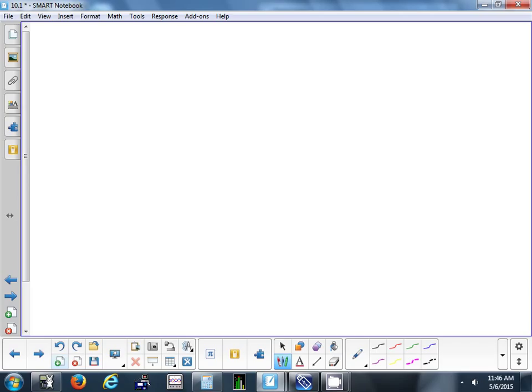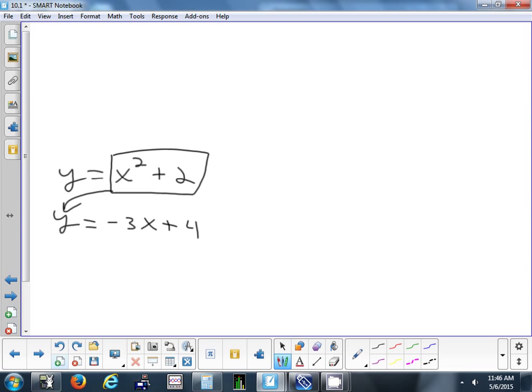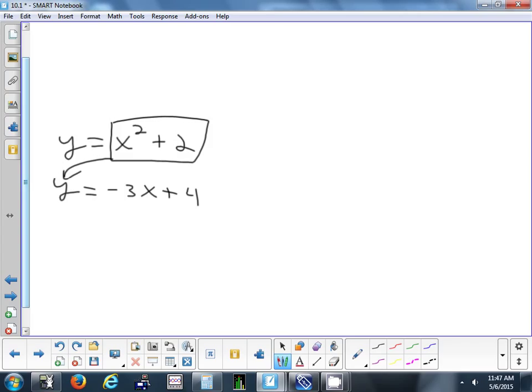Okay, it says y equals x squared plus 2. And y equals negative 3x plus 4. Okay, can't use elimination here because we don't have all linear terms. Got to go with substitution. Well, what's nice is both equations are already solved for y. So let's start with this. Take that, plug it in right there. Okay, and I don't think this one's going to be too bad. X squared plus 2 equals negative 3x plus 4.